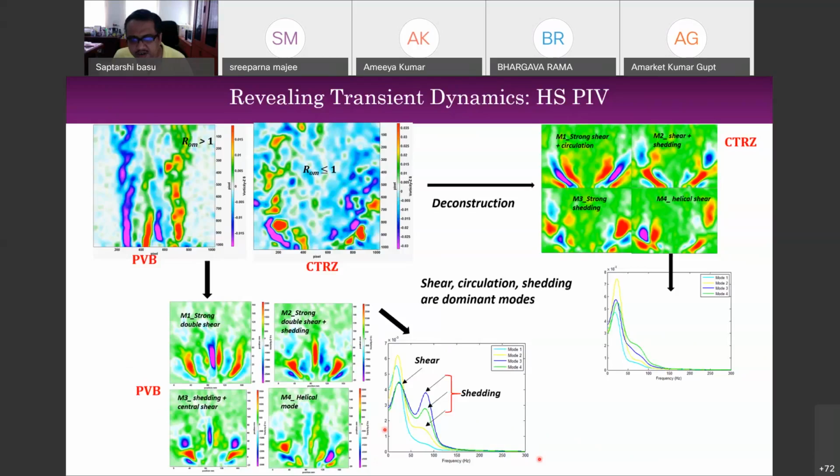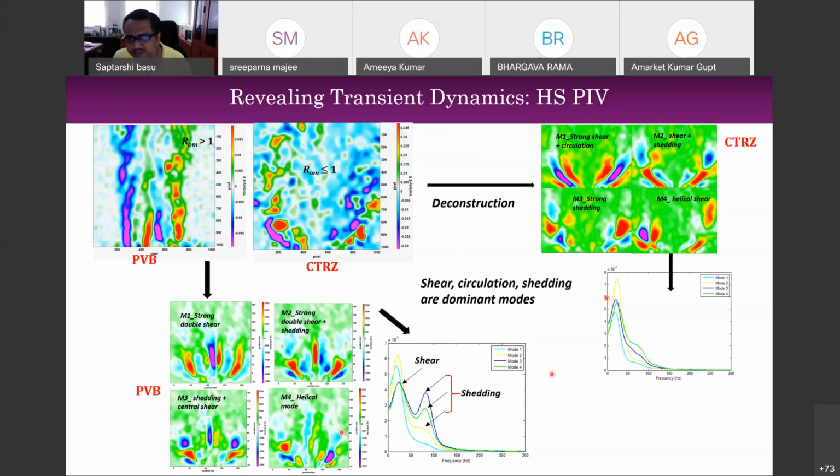If you just cast the different modes in a frequency map, you will find that there is a presence of a very strong shear mode, and then a very strong shedding mode at two different frequencies. One is under 50 hertz, and the other is close to about 90 or 100 hertz. So these modes are particularly important because they can later on also couple with the acoustics of the combustor, which are all in this particular range. On the other hand, when you deconstruct the CTRZ, you don't get the shedding mode that much.